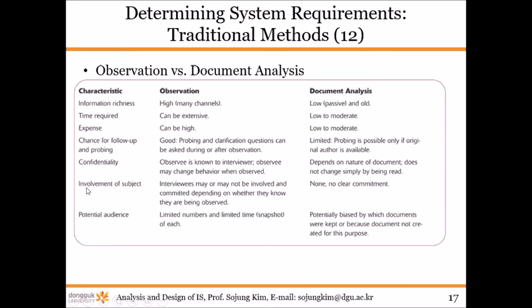It can vary anyway. Involvement of subject: interviewees may or may not be involved, depending on whether they know they are being observed, right? And for this one, it is none. You are just dealing with a bunch of documents here. Potential audience is limited in numbers and time. And potential bias: it is potentially biased by which documents were kept, or because the documents were not created for this purpose. So you need to think about what is behind the document, and that's why you can have this kind of problem here.